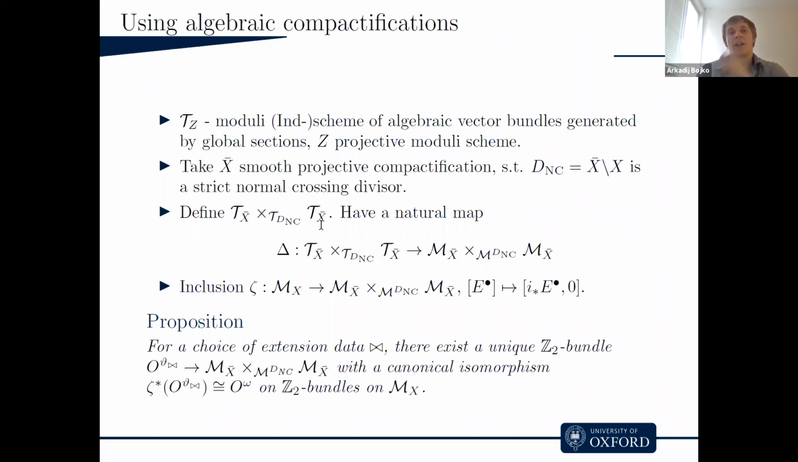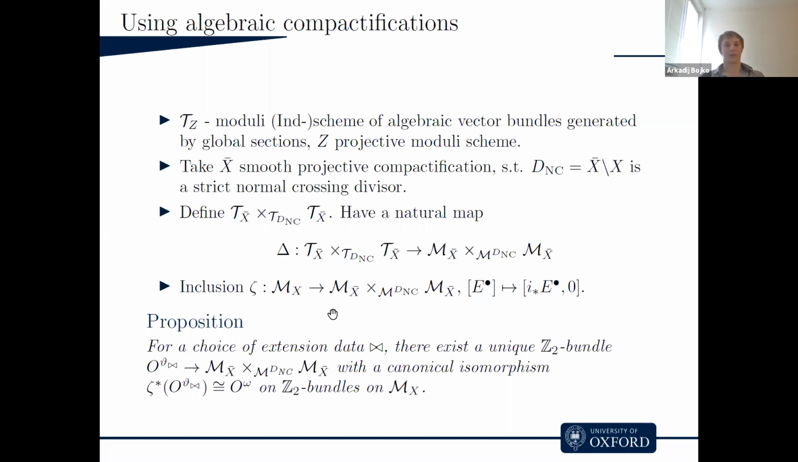And then one can define this moduli scheme of vector bundles, of pairs of vector bundles identified on the divisor. And there is a natural map from this into the moduli stack of perfect complexes identified on the divisor. And inside of this sits our moduli stack, which is the moduli stack of compactly supported perfect complexes, by simply pushing forward our compactly supported thing, and in the other copy having 0.